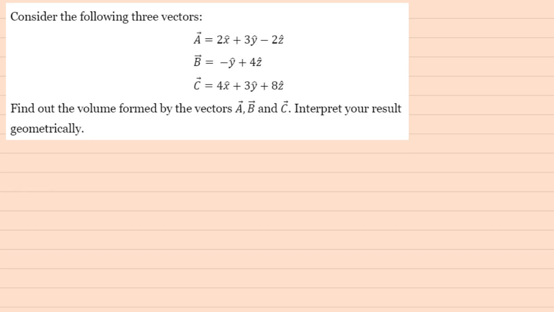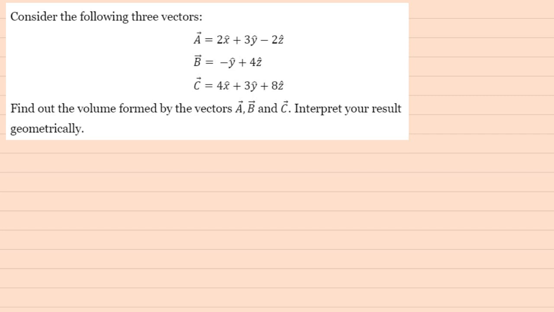Hello everyone. So in this problem solving session, we're going to consider this problem right here. Consider the following three vectors. You're given three vectors A, B, and C, and those vectors are expressed in terms of the Cartesian basis vector system, which is x hat, y hat, and z hat, all of which are unit vectors along the x direction, y direction, and z direction respectively.